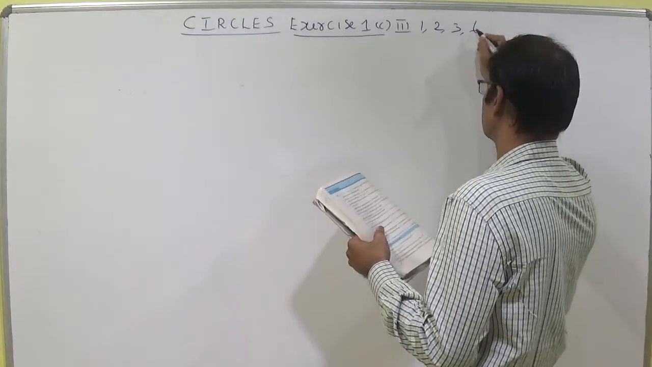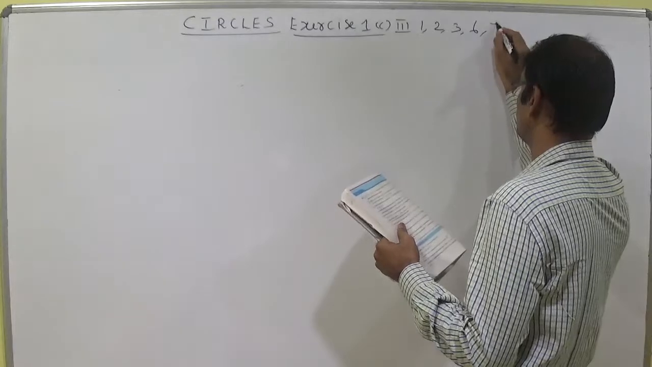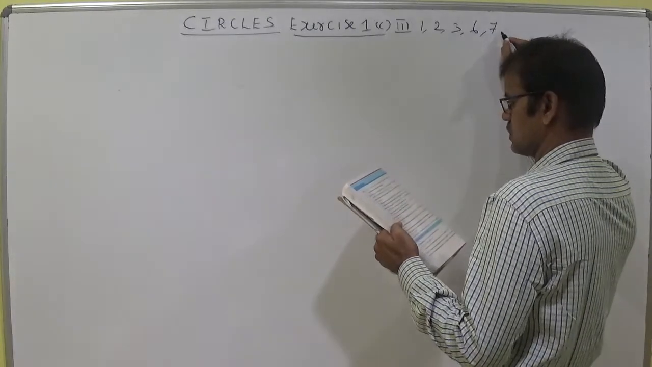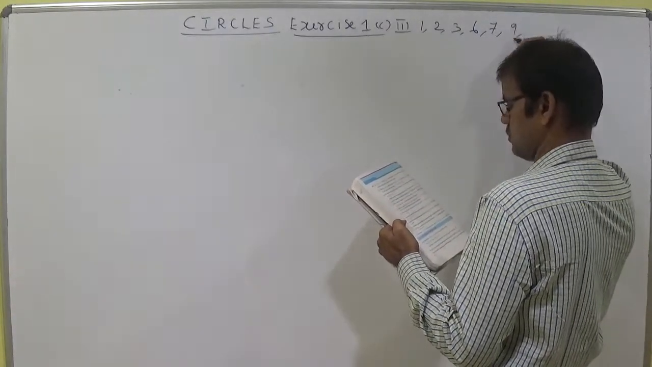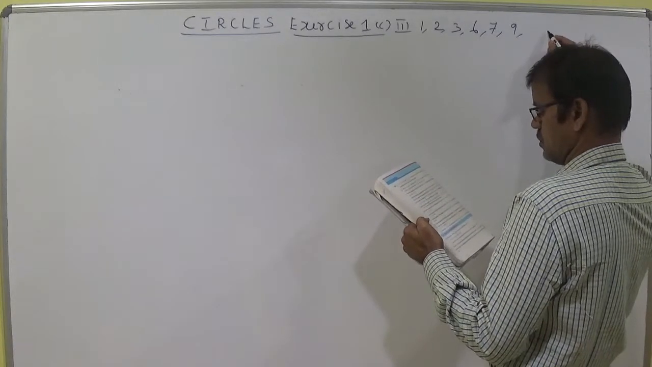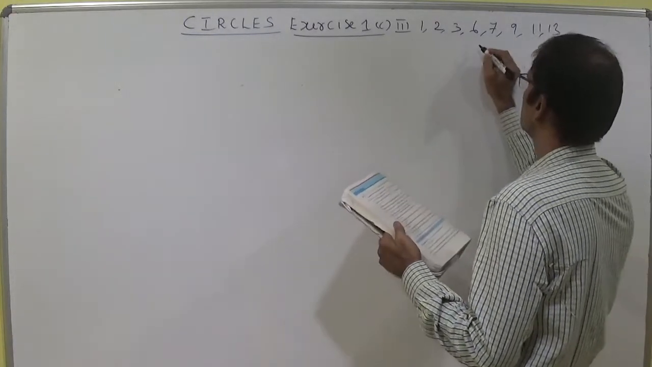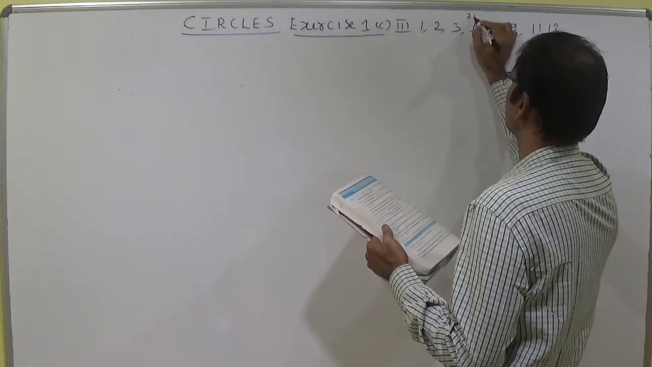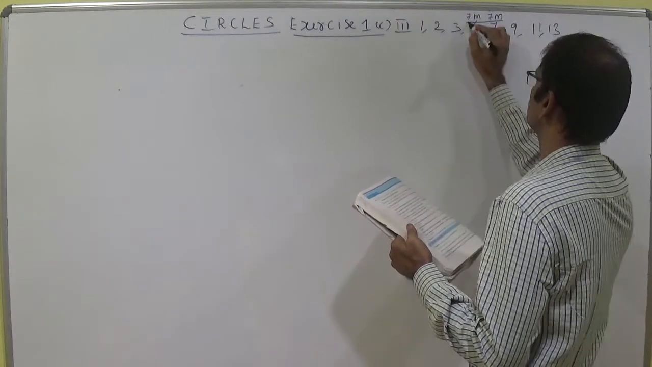I want to discuss with you these sums. Remaining sums you do as homework: 6, 7, 9, 11, 13. The 6th and 7th questions are 7 marks important questions.